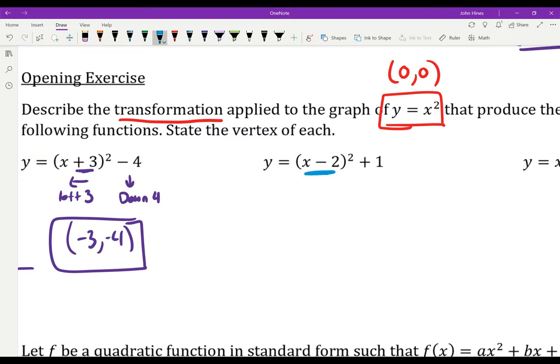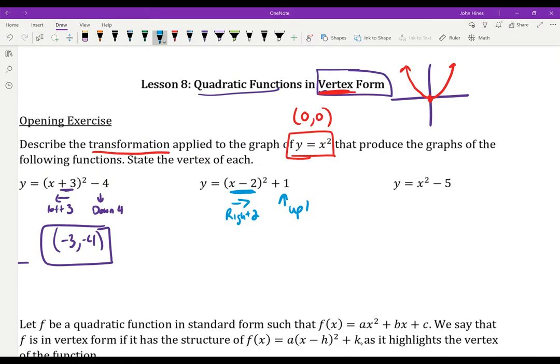So let's look at this one. My horizontal shift is going right 2, right? This is the opposite, right 2. And this is normal, up 1. So we start at (0, 0) because my parent function is x squared, and I'm going right 2, up 1. That's the new vertex of this parabola, (2, 1). So I'm just translating my parent x squared function to get my new vertex, which involves these horizontal and vertical translations.